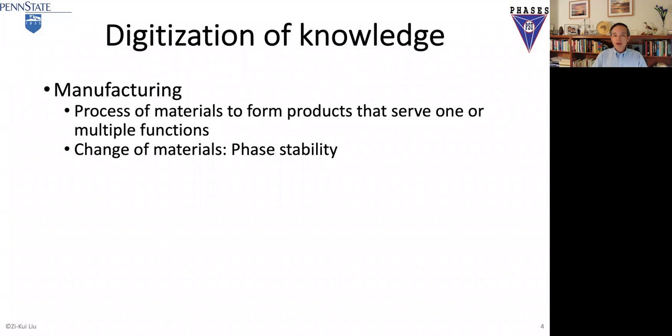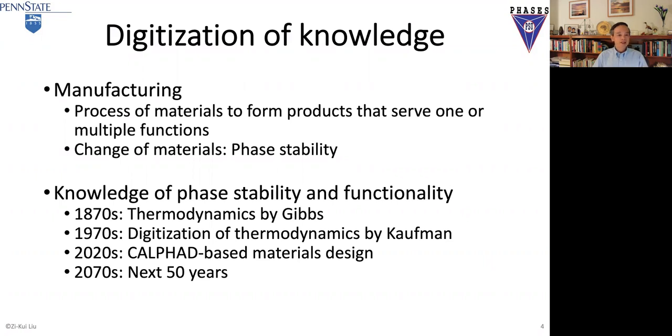And then let's look at manufacturing. We know that manufacturing is a process to form products, using some material to serve one or two functions. And it's about changing materials, right? Liquid, solid. So it concerns phase stability. What represents the knowledge of phase stability and functionality is thermodynamics.